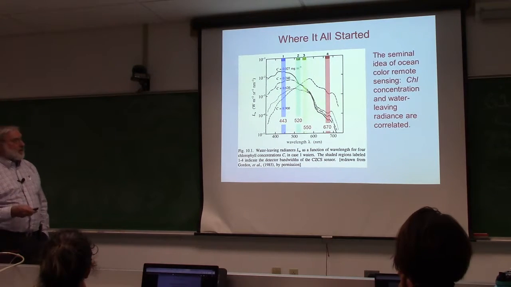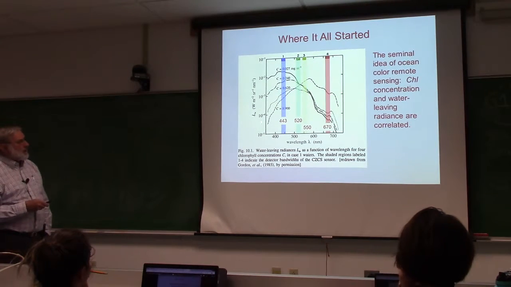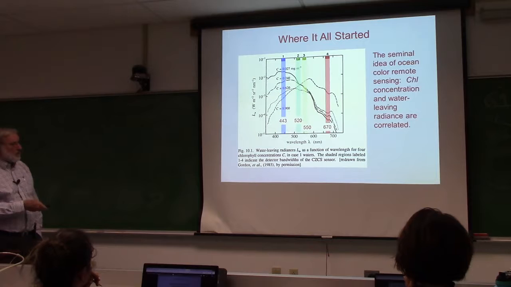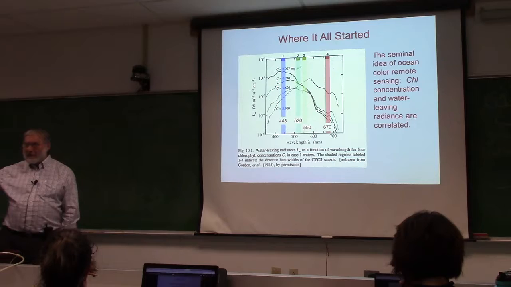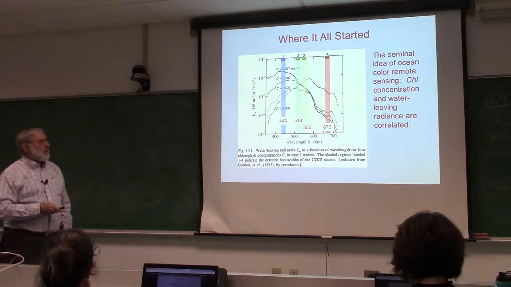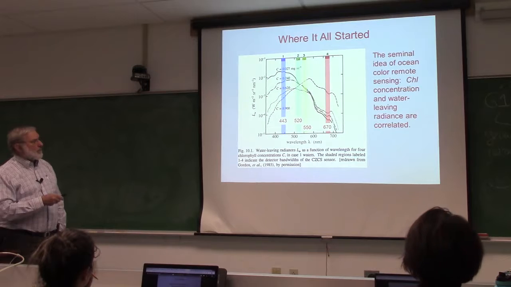If you go back to where this all started, here is a plot of the water leaving radiance, LW, versus wavelength for 4 different chlorophylls: 0.027 milligrams per cubic meter, 0.2, 0.6, and then 8.9. People way back when, this was from a 1985 paper, flew over the ocean in an airplane and measured LW, had ships in the water and measured chlorophyll, and they said, gee, look, low chlorophyll, it's blue water, high chlorophyll, it's green water.